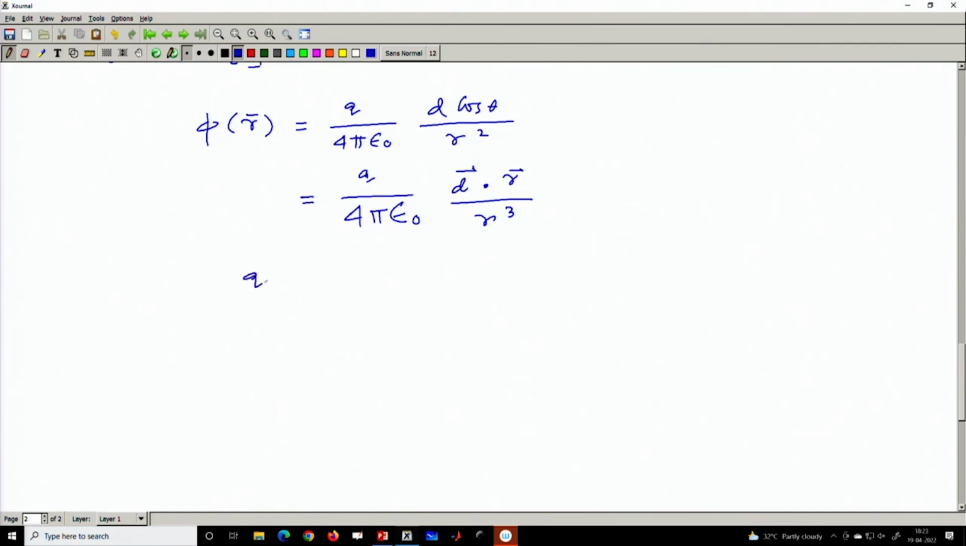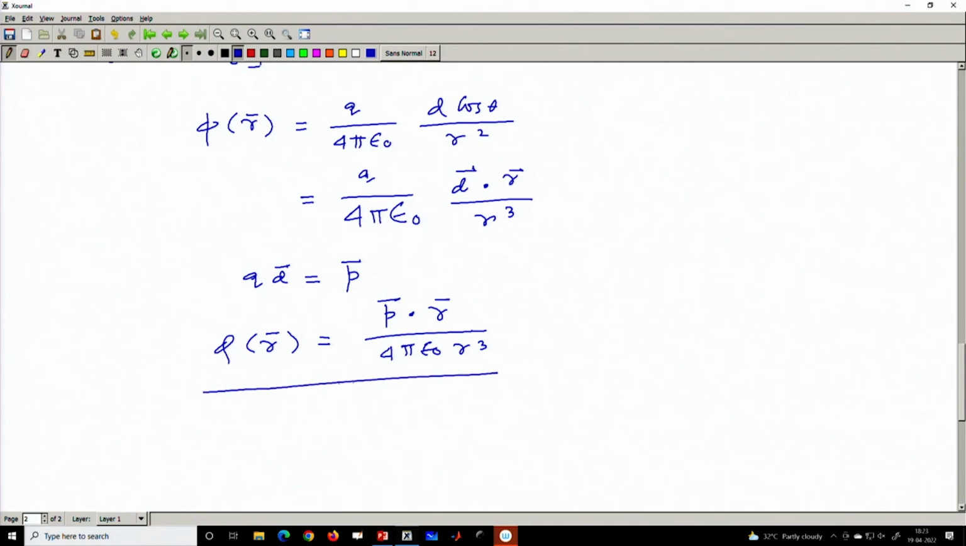Now, q d, this quantity I already defined, this is called the dipole moment p. So, my phi I can write in terms of the dipole moment, which is the important thing here, and eventually I get p dot r divided by 4 pi epsilon 0 r cube. So, at point r I know the potential due to the electric dipole whose dipole moment p is known. So, that should be the expression of the potential of a dipole at point r.